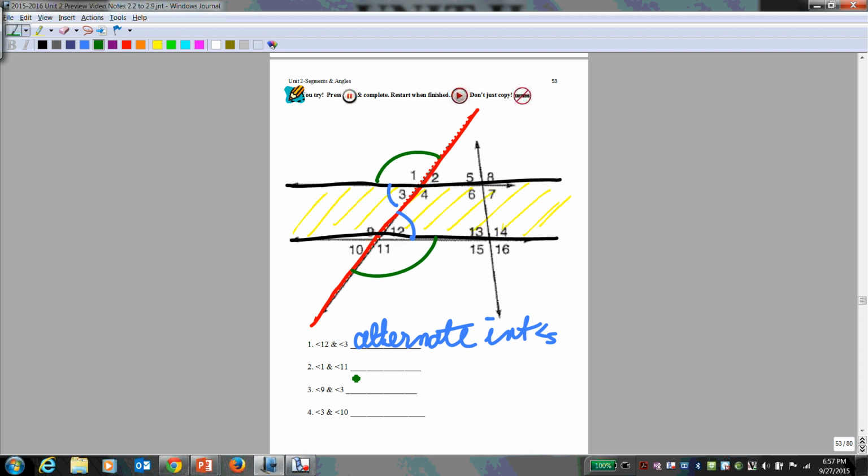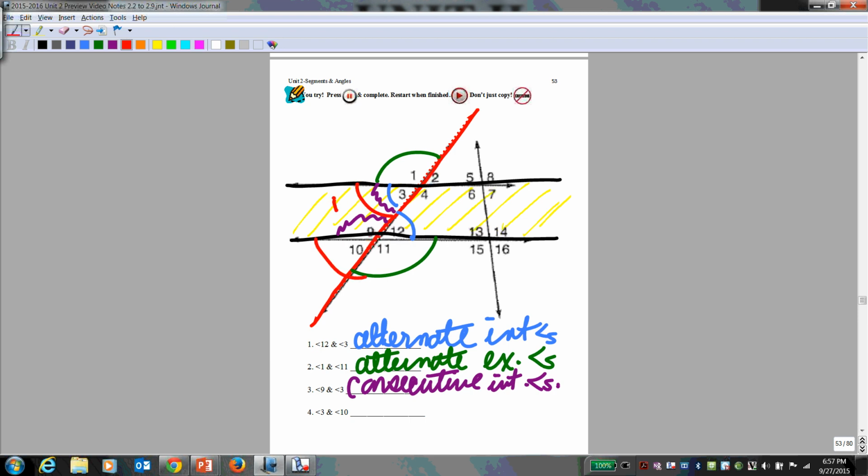1 and 11. Outside the lines, opposite sides. That would be alternate exterior angles. 9 and 3, same side between the lines. That's consecutive. Consecutive means next to. Interior angles. 3 and 10, one's in, one's out, same side. That is corresponding.